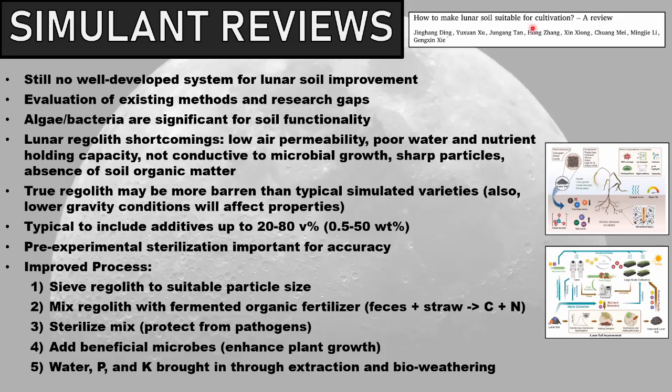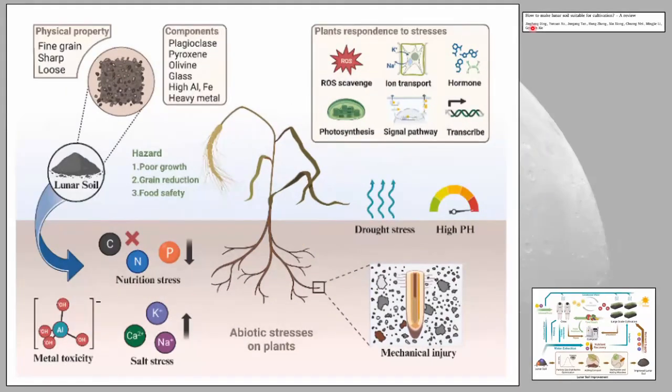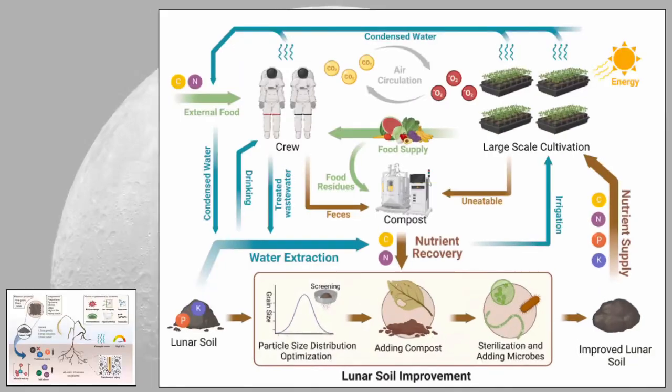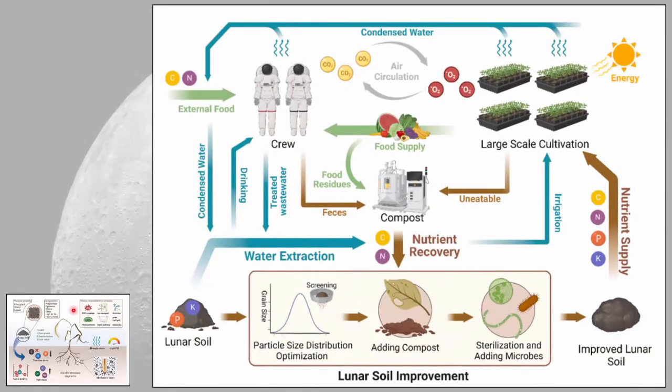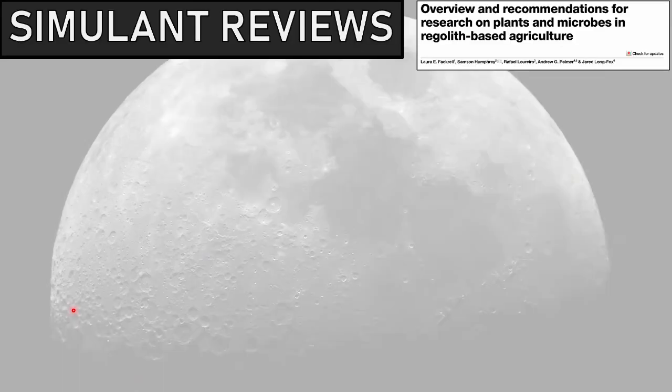And so, nice picture here of all the things that can go wrong and hurt the plant, from mechanical injury to high pH to nutrition and salt stress, etc. There's also a picture here or a schematic of the overall bioregenerative system and how lunar soil needs to be improved and factored into all the other life support type things.